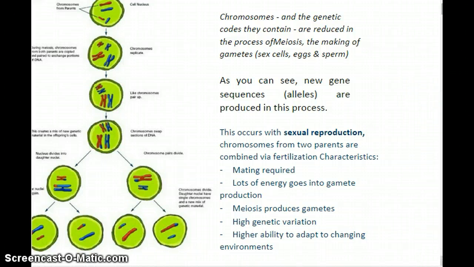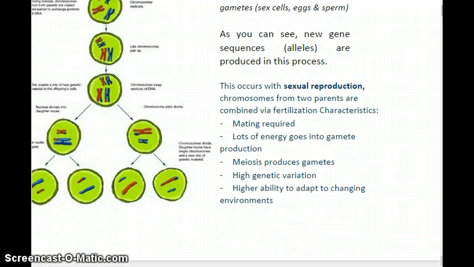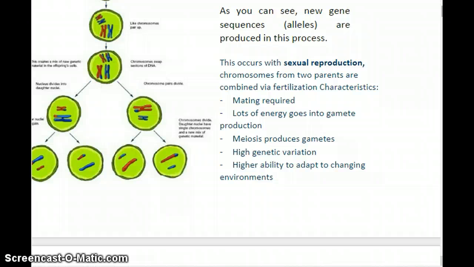And with sexual reproduction, that's basically chromosomes from two parents are combined. You have the potential for a lot of different combinations of genes. For this to happen, of course, mating is required. Why do we say that?